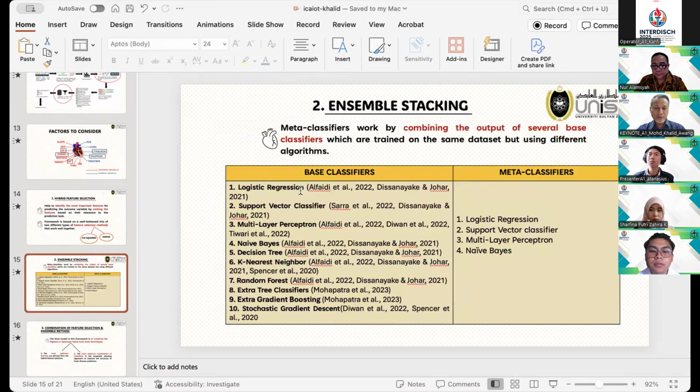Okay, we use the most commonly used classifiers in the previous research, and we use the output from the first base classifier as an input to the second stacking, which is the meta classifier. We use four here: logistic regression, support vector machine, multi-layer perceptron, and naive Bayes as a second layer of ensemble methods. Okay.